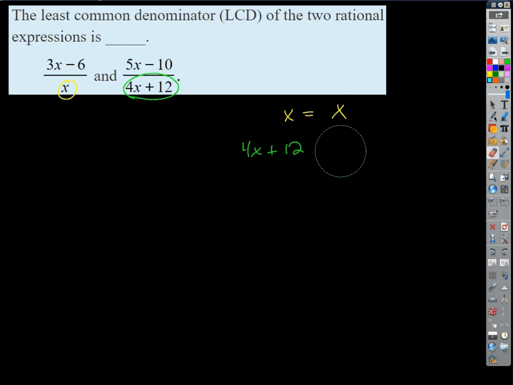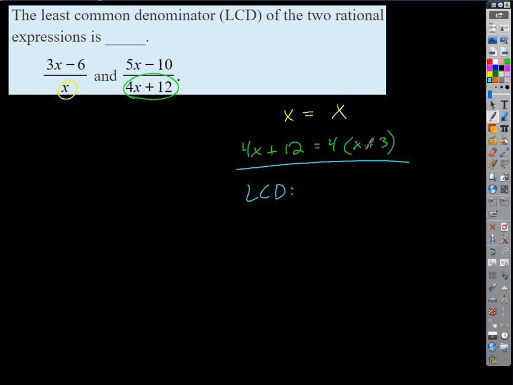And then this would equal 4 times x plus 3. Well, I got it undistributed for both. So then my least common denominator would have to be the shortest list that includes the factor x, and it has to include the factors 4 and x plus 3. Well, they don't share any, do they? No. So it's just going to be x times 4 times x plus 3, right?